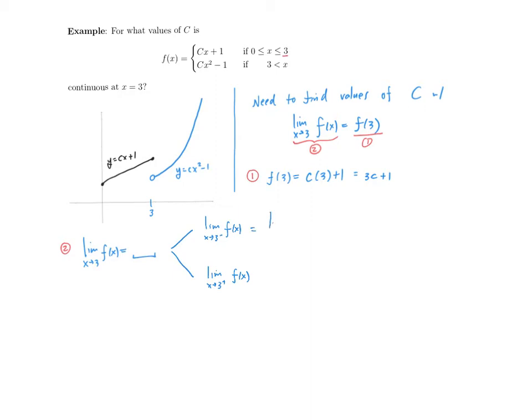So if we're thinking about the limit as x approaches 3 from the left, that is when you're smaller than 3. You're over here. The function is defined as cx plus 1.